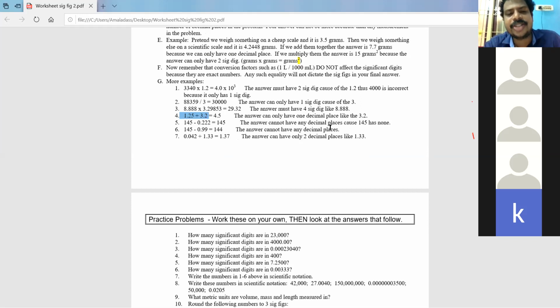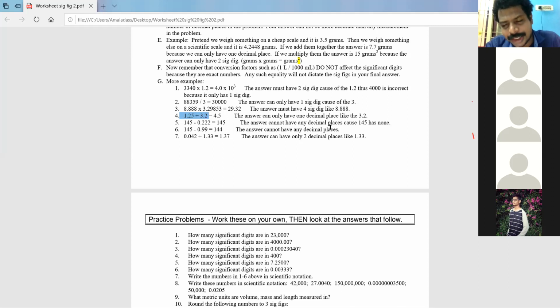But when you want to write a scientific notation, you have to see the least decimal place of every component of an addition measurement. For example, here two different measurements are there. One is 1.25, the other one is 3.2. Which has the least decimal place? 1.25, how many decimals does it have? Two decimals. And 3.2? One decimal. So that is the least one.